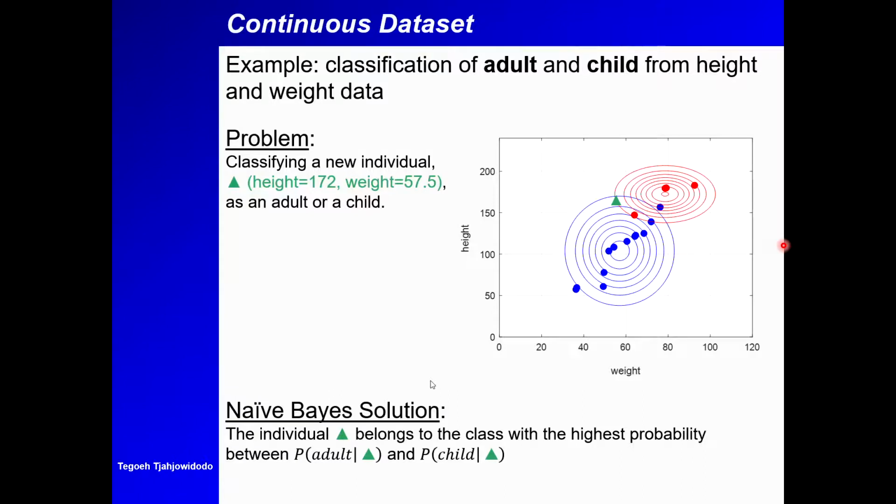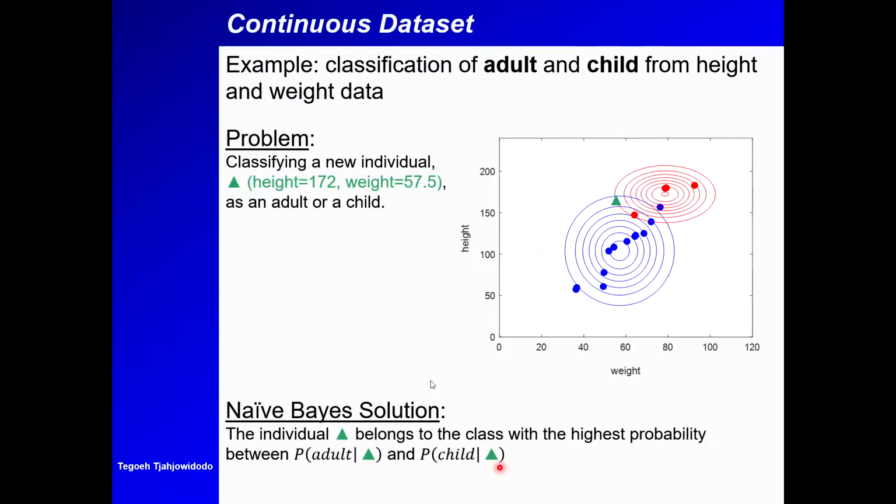If you still remember how naive Bayes solved this problem, basically we just need to calculate the probability of adult given this new individual, and the probability of a child given this new individual, and then we just need to compare these two probabilities.